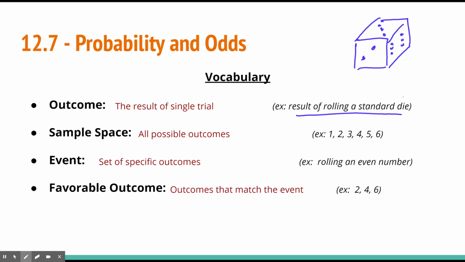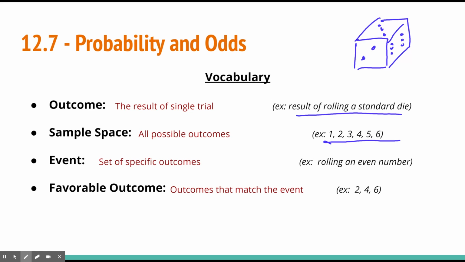My sample space is everything that I could get when I roll this die. So when I roll this die, I could see a 1, 2, 3, 4, 5, or 6. I don't know which one it's going to be, but that's my sample space. That's everything that it could be.